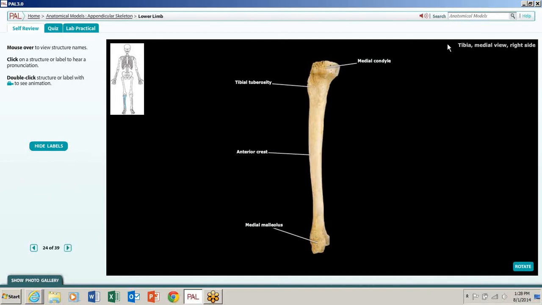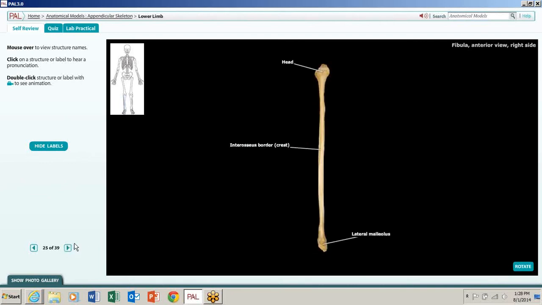There's the tibia, medial view, right side. There's the medial condyle, tibial tuberosity, anterior crest, and medial malleolus. Now we'll look at the fibula, which is an anterior view, right side. There's the head, and there's the lateral malleolus.